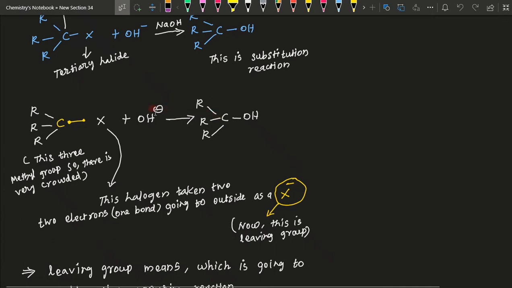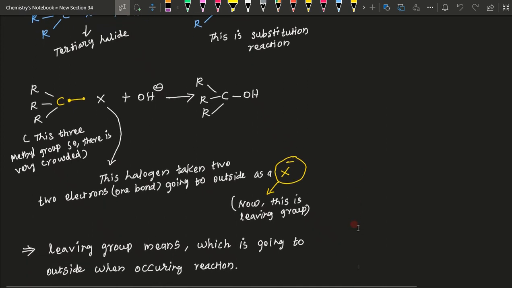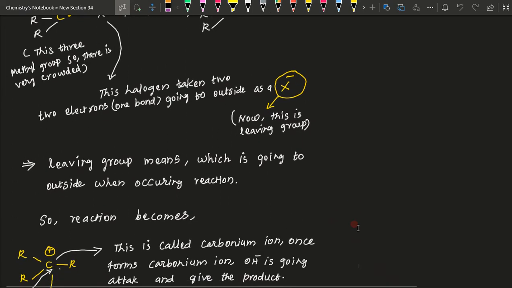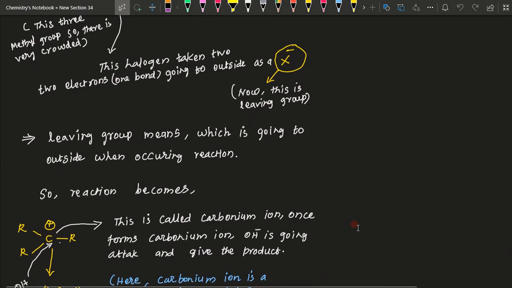OH minus going to join with the carbon. This halogen takes two electrons or 1 bond. It is going outside as a leaving group, X minus or X negative charge. The leaving group means which is going outside when the reaction occurs. So reaction begins.